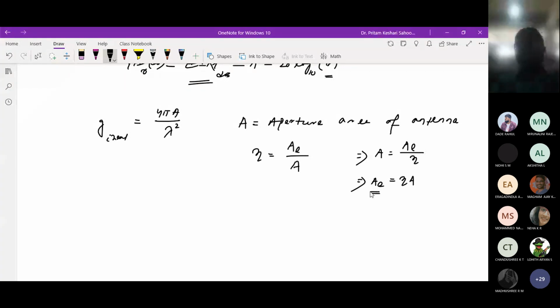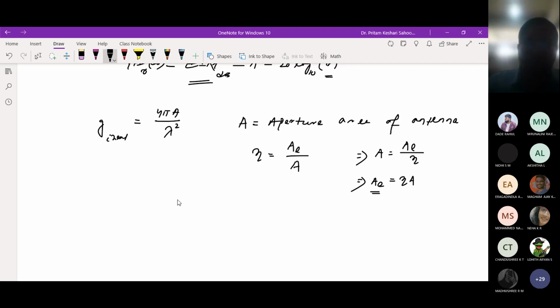So effective aperture represents what is the real physical antenna size which is actually accepting the power. It's not all the size which is accepting. Some portions of the antenna are radiating the power. There are some lossy components in the antenna, but only a few portions of the antenna are accepting the power. So that we call the effective aperture.